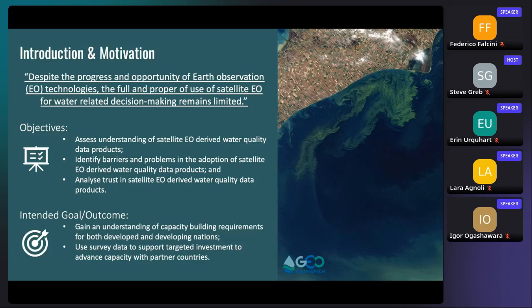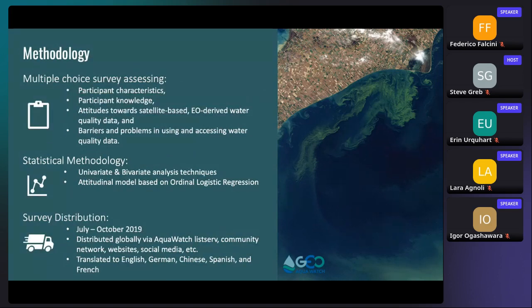Without going into detail of all 30 of the survey questions, broadly, the survey was made up of multiple choice and a couple fill-in questions related to participant characteristics, participant knowledge, attitude toward satellite-based Earth observation-derived water quality data, and barriers and problems in using and accessing water quality data. We use univariate and bivariate statistical analyses to explore participant knowledge, attitudes, and trust of Earth observation water quality data products and problems in adopting these technologies.